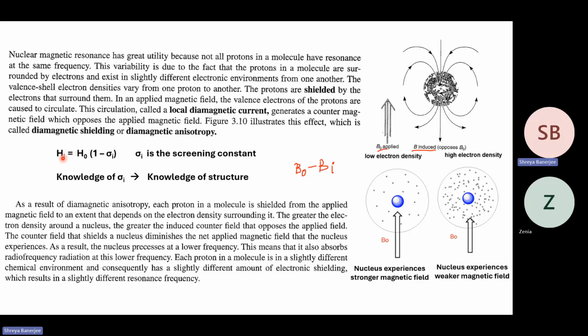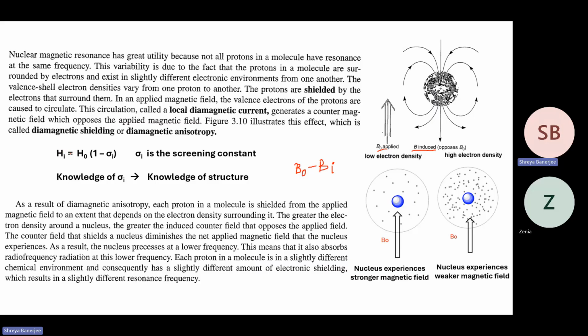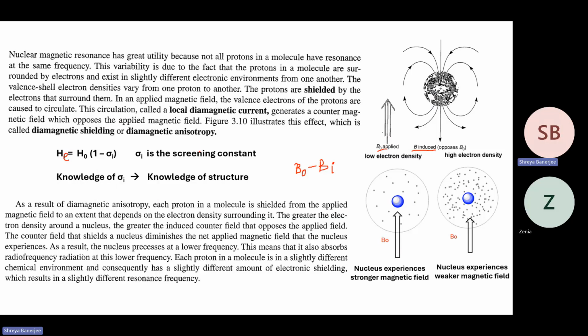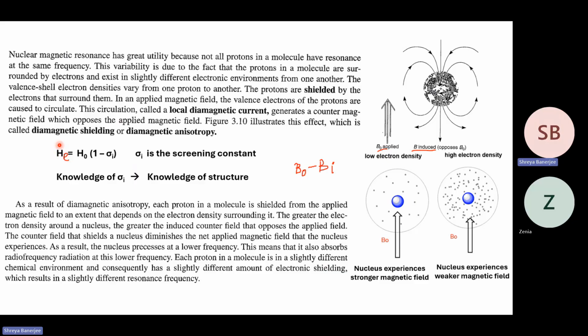Sorry, Hi is not the induced magnetic field. Hi is actually the effective magnetic field. I'll write it as He, so there is no confusion. So He is the net magnetic field, the effective magnetic field, which is H0 times (1 minus sigma I).